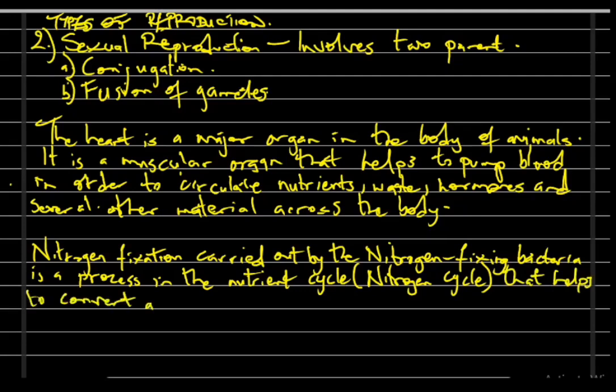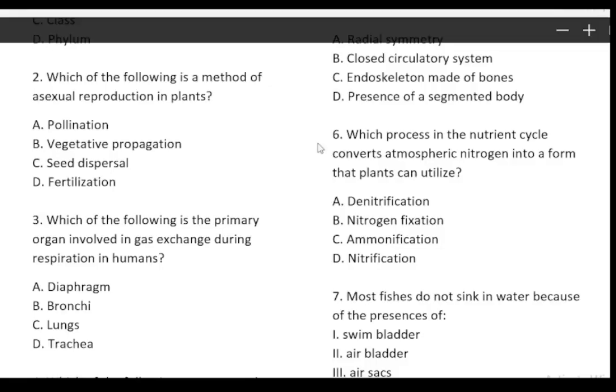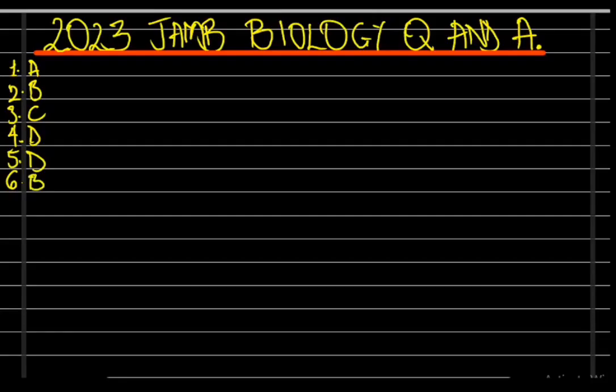So it is a process in the nitrogen cycle that converts atmospheric nitrogen into a usable form of nitrogen that plants can utilize. So basically, that is what we're talking about: the types of nitrogen or nitrogenous compounds that are generated here. We have ammonia or some other related compounds. Those are the types of nitrogen compounds that are generated and utilized by the plants. So that is basically the answer to our question, nitrogen fixation. That is option B. And then we move to question 7.